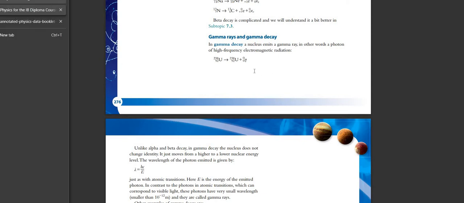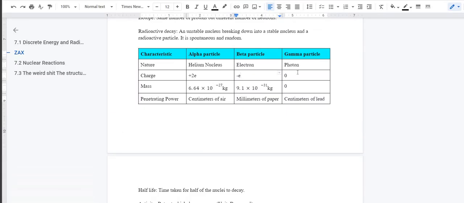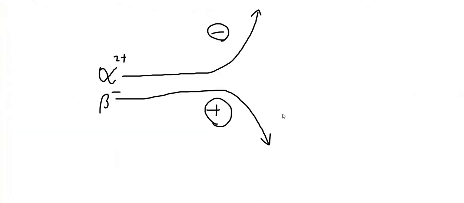And that's literally just it. The gamma particle is just a photon. It has no charge, it has no mass, but it is the most penetrating out of any of the radioactive decay. It can go through a few centimeters of lead, no problem. This is the scariest one out of them because it's really hard to contain this kind of decay. Before I move on, are there any questions?